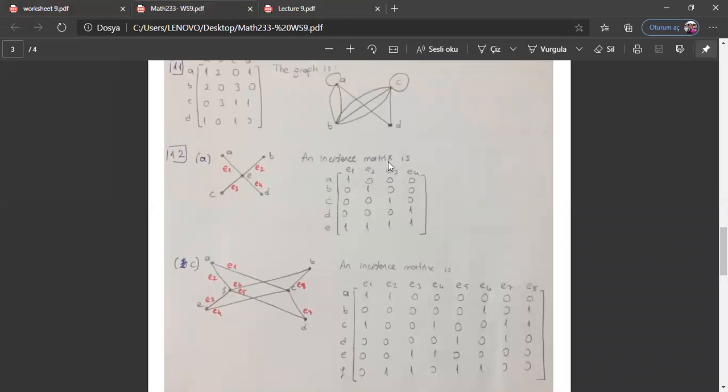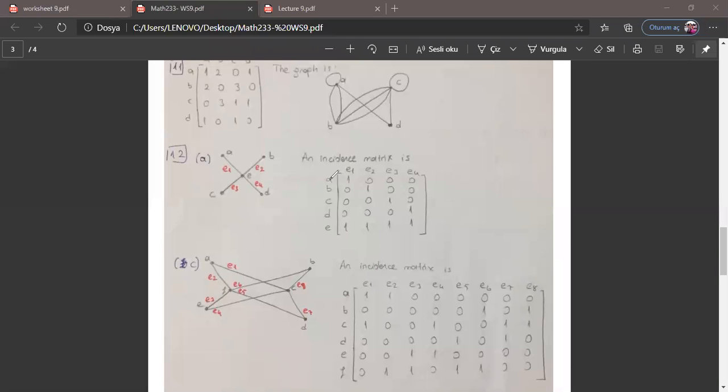Now for the incidence matrix, we first enumerate the edges, okay? So for this edge between A and E, we call it E1. Between B and E, we call it E2, and so on. So on the left, we write the vertices, and above, we write the edges. Now what do we have?